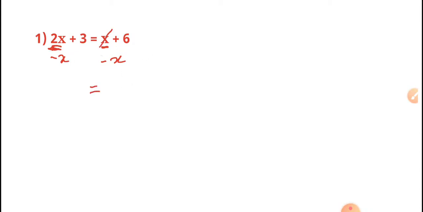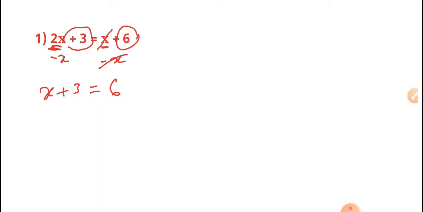So on the right hand side, x take away x cancels out, or it's just equal to 0. I'm left with just the 6. And on the left hand side, 2x take away x is equal to x, and the plus 3, I've done nothing with that, so I can just copy that down.